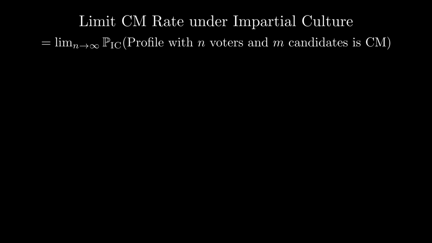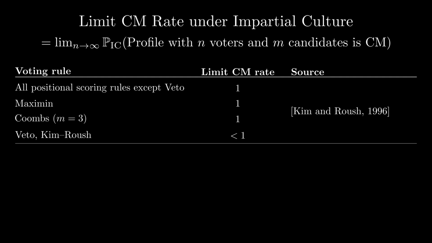To compare voting rules, we use their limit CM rate under impartial culture, which is the limiting probability, when the number of voters tends to infinity, that a profile drawn uniformly at random is coalitionally manipulable. Kim and Rausch showed that this limit equals 1 for several major rules, almost all positional scoring rules such as plurality and Borda, but also Maximin and Coombs's rule with 3 candidates. They found 2 exceptions, veto and the rule that now bears their name.